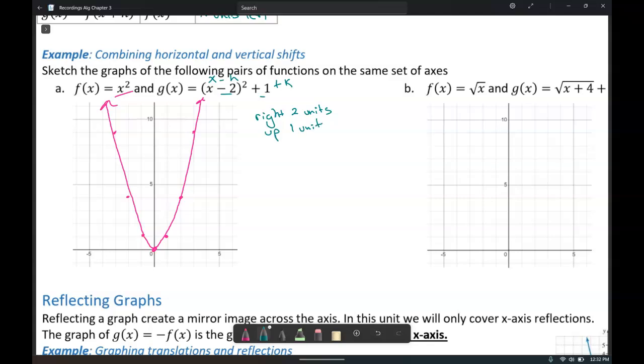So we take all of these points and we go right 2, up 1. Right 2, up 1. Right 2, up 1. This one. And we see our parabola taking shape. And so here we have our g of x shifted to the right 2 and up 1 unit. Ignore the fact that this line is very wobbly.